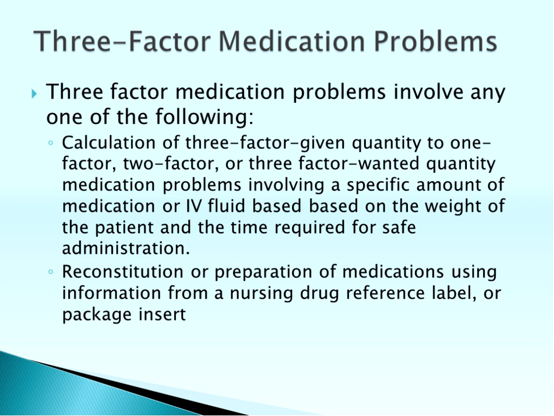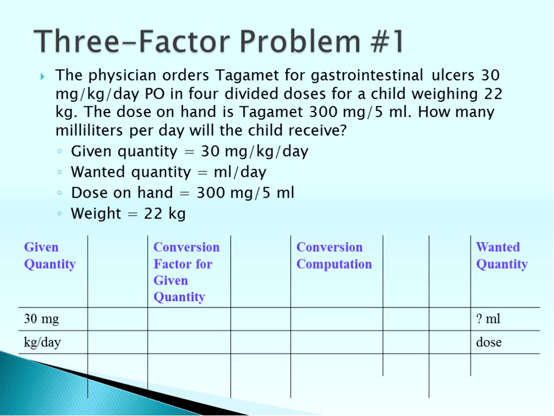And then we have our 3-factor medication problems. We often think of these as the critical care ones, for instance. Calculation of a 3-factor given quantity to a 1-factor, 2-factor, or 3-factor wanted quantity. Problems usually involve maybe a weight of the patient, a time required for safe administration, or IV fluid, reconstitution or preparation of medication.